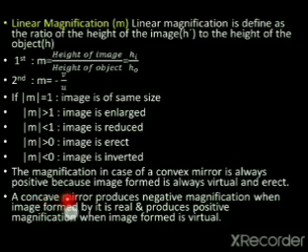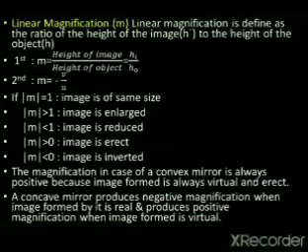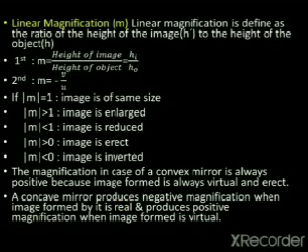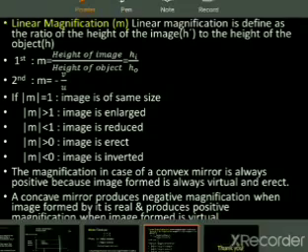A concave mirror produces both negative as well as positive magnification. Negative magnification would be produced when the image is real, and positive magnification would be produced when the image is virtual. I hope you understand the difference between real and virtual. Real means it can be obtained on screen, and virtual means it cannot be obtained on screen.